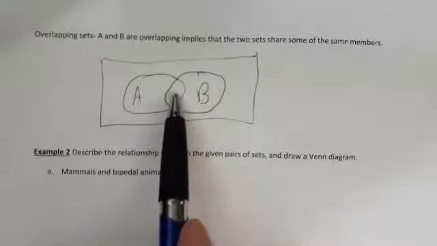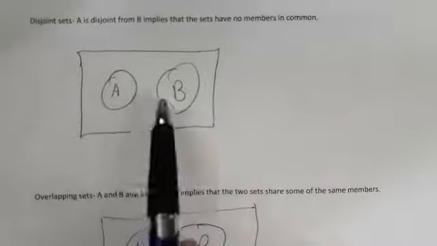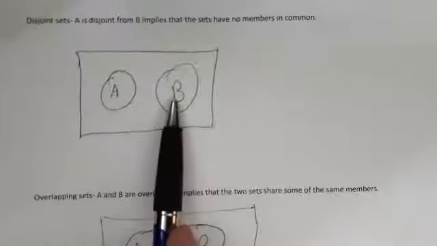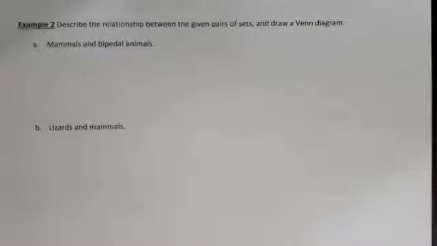You can also put your pointer in here, right? If you're in A, you're not going to be in B. If you're in B, you're not going to be in A, right? So these are following the definitions that we provided.